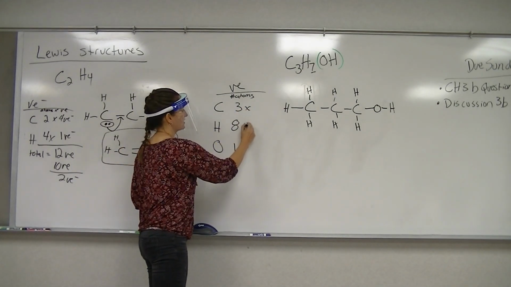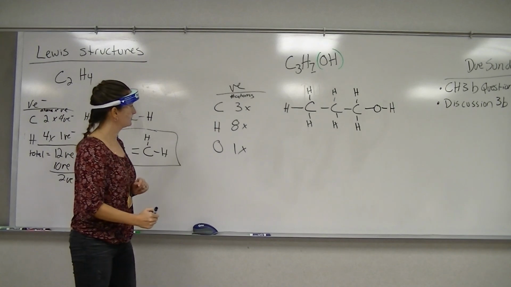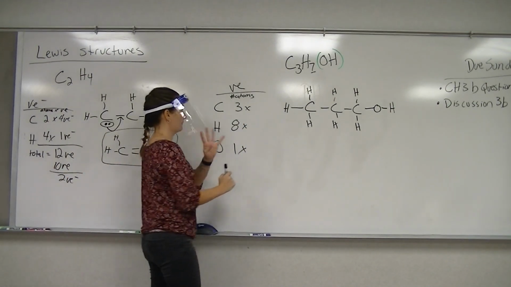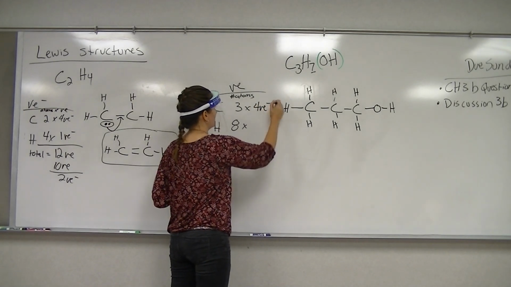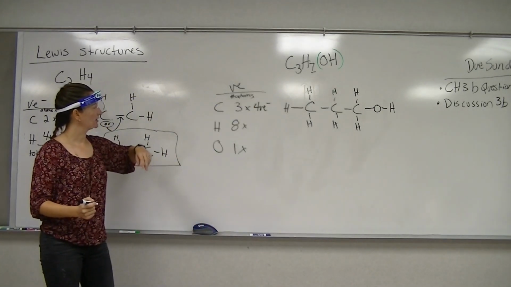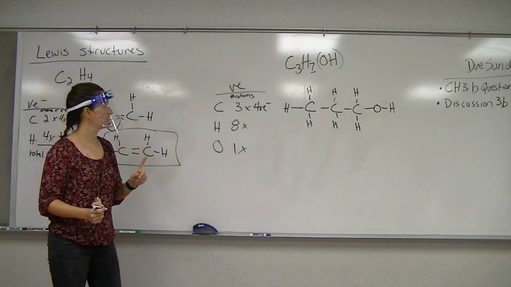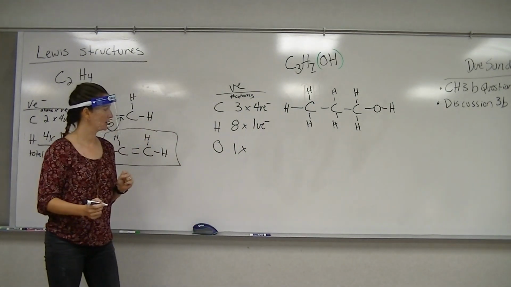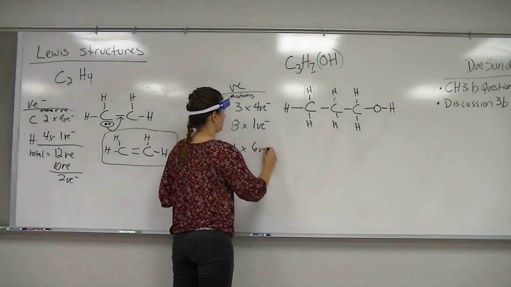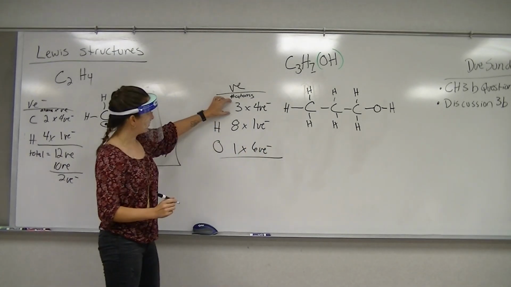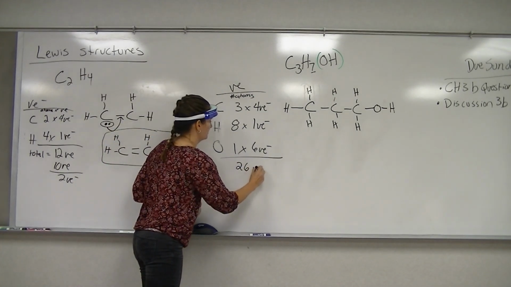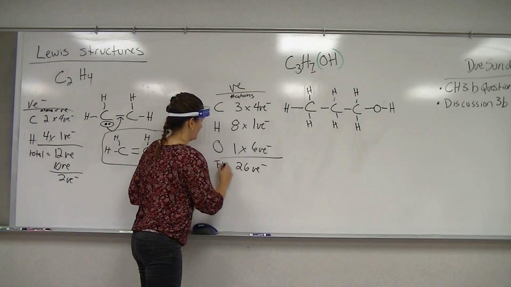So now we find the valence electrons in each according to the periodic table. Carbon's in group 14, so it has 4. That's 12. 8 hydrogens, and they have 1, because they're in group 1. Oxygen has how many? 6. It's in group 16. Good. So we got 12 plus 8 gives me 20. 20 plus 6, so 26. Tell me if I added wrong.